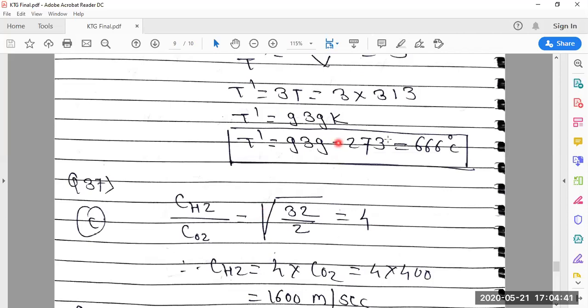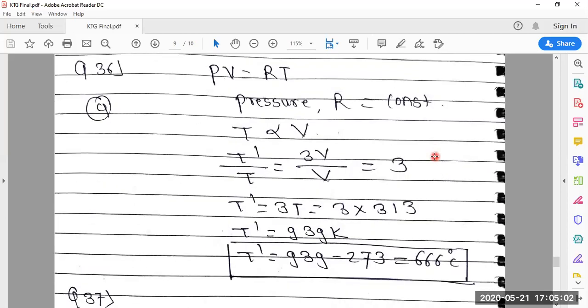Convert this Kelvin into degrees Celsius: minus 273. So we get the temperature to increase the volume by 3 times at constant pressure as 666 degrees Celsius. So for question number 36, the correct option is option number A.